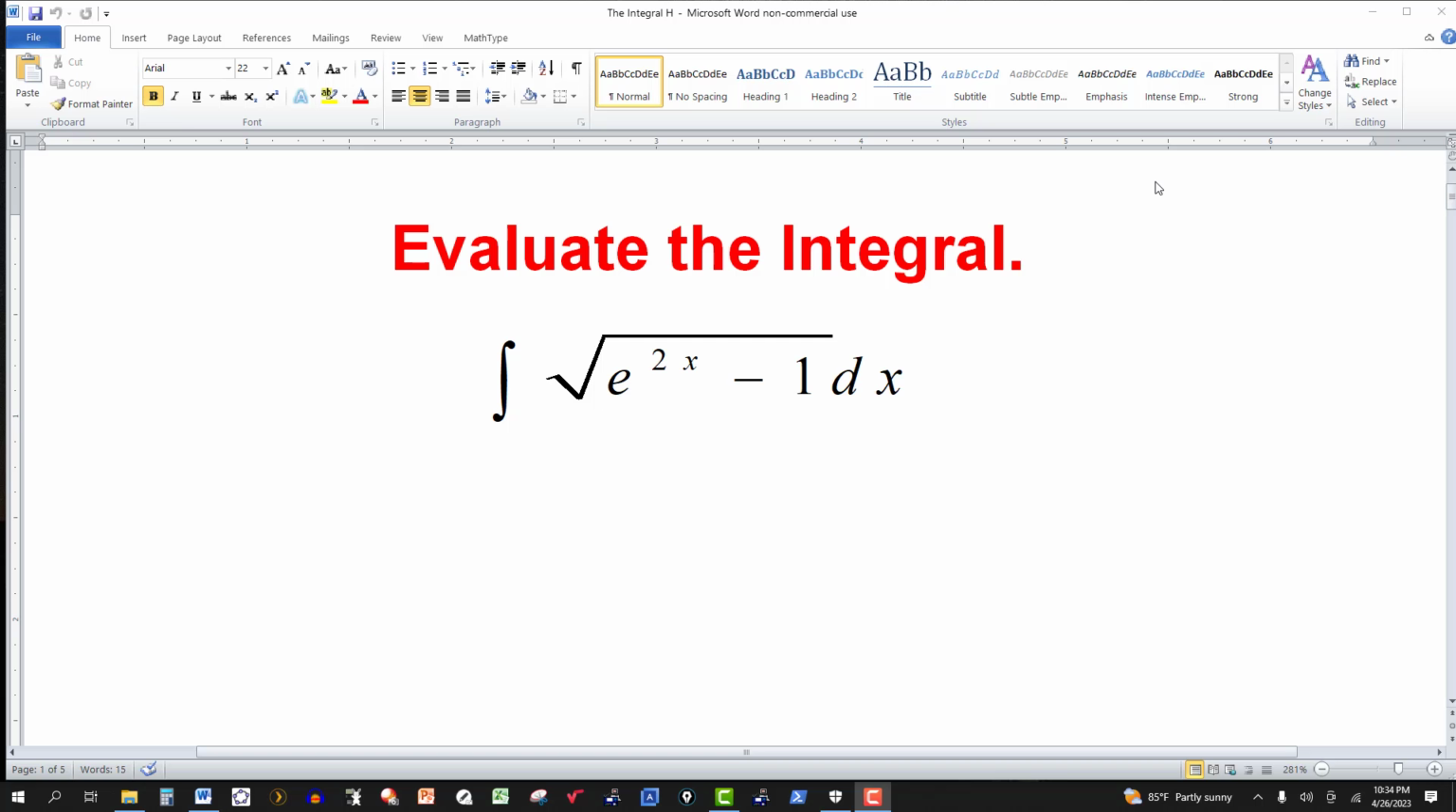Okay, in this video we have the integral of the square root of e to the 2x minus 1. Looks like a substitution, a U-substitution. You want to stop the video and try this out? I'll be right back.